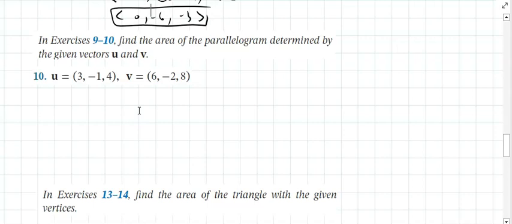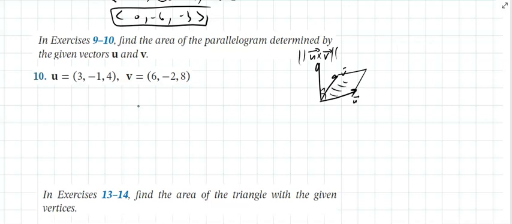Number 10, the same deal, another practice, but here we're asked for something slightly different. Find the area of the parallelogram. Remember, if I take vector u, cross it with vector v, I'll get this vector, perpendicular to both. And the magnitude of this would be the area of the parallelogram. If I want to find the area of the triangle, I just take half of that. So I need to find first u cross v.